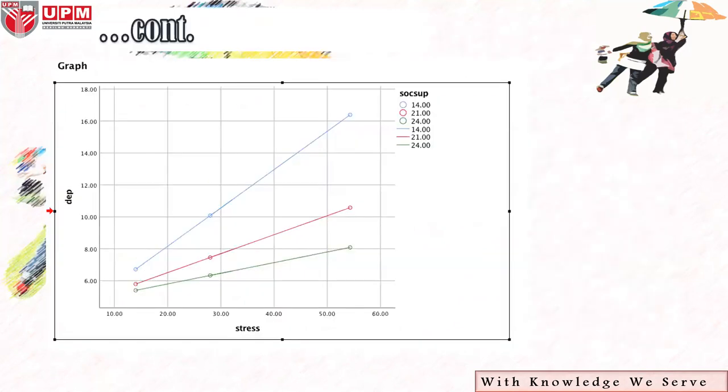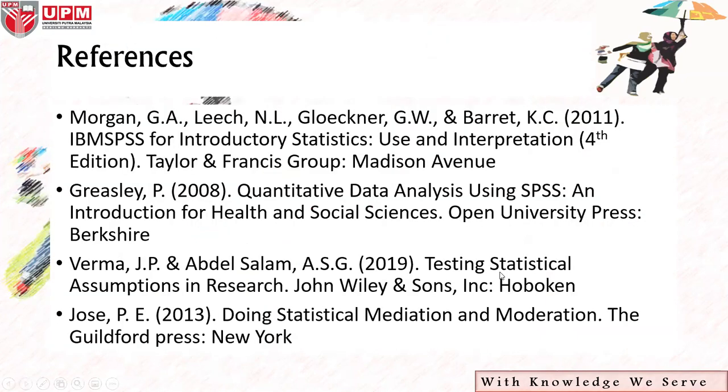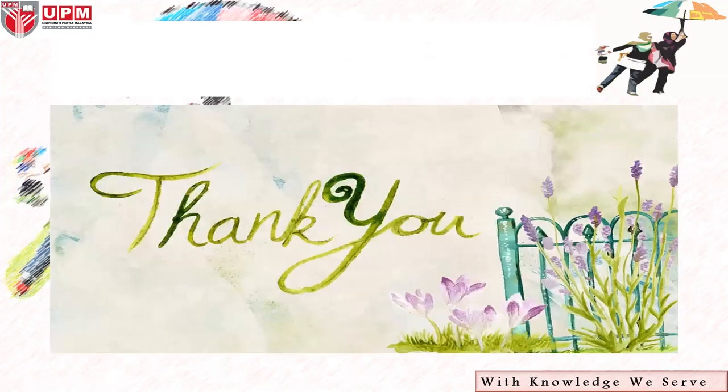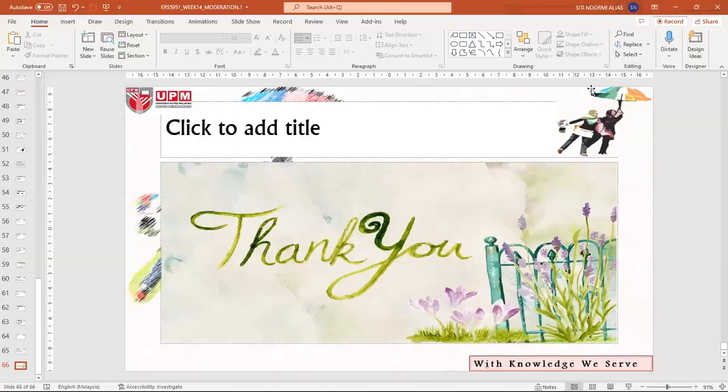Okay, so ini dia punya final result untuk the moderating effect of social support on the relationship between stress and depression. Nampak beza? Boleh? Dah. Sampai sini je hari ni. Any questions so far? Soalan?